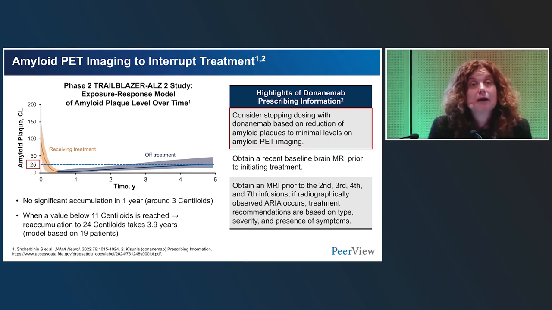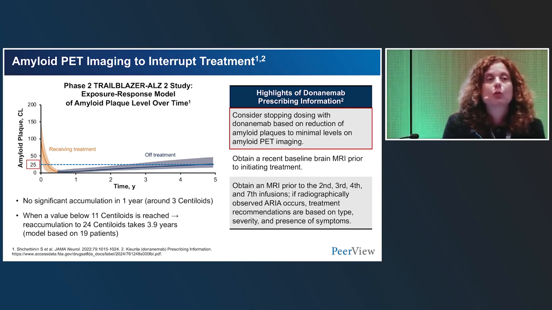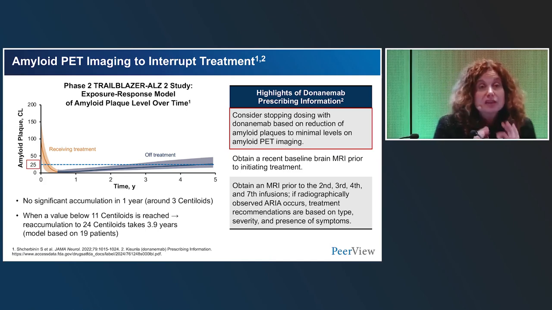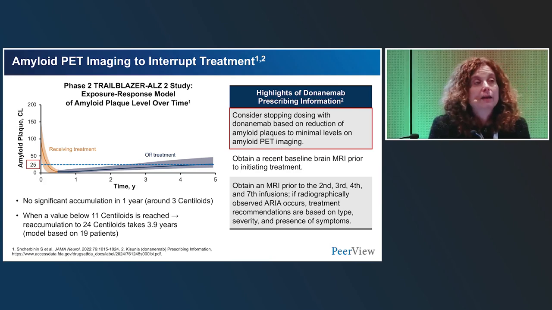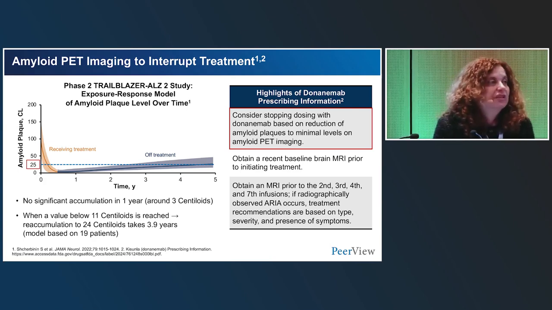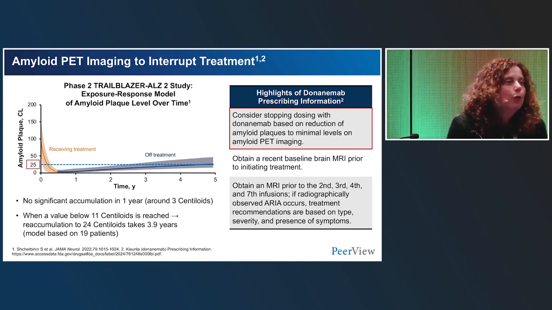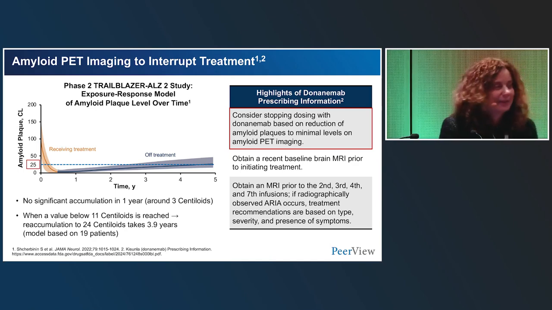And the donanemab was also approved for clinical use in the US, and this is a summary of the prescribing information, where you can read that it was clearly reported that you might consider stopping the drugs, the administration, if you obtain a negative amyloid PET. So I believe that this affects a lot our way of working now and in the future years.